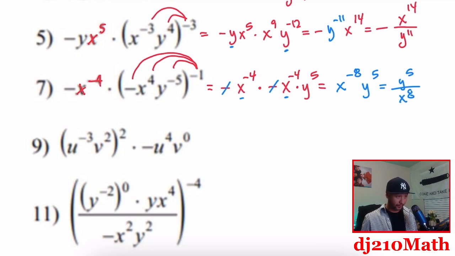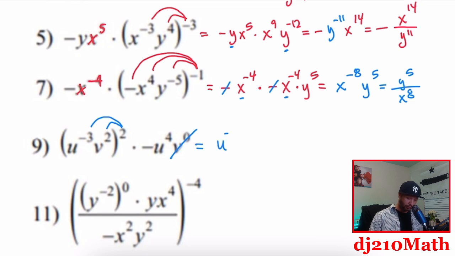Okay, number 9. First thing I see is v to the 0. Anything to the 0 is 1, right? If it's 1, we don't care about 1s, it cancels. So v to the 0 goes away. The square is going to apply to both of these. So u to the -6 because -3 times 2. V to the 4 because 2 times 2. And then times -u to the 4. And obviously the v to the 0 goes away.